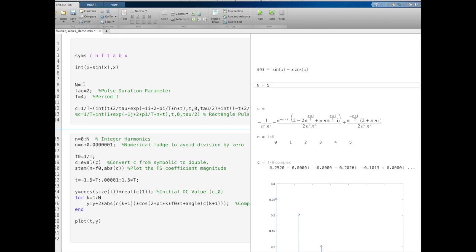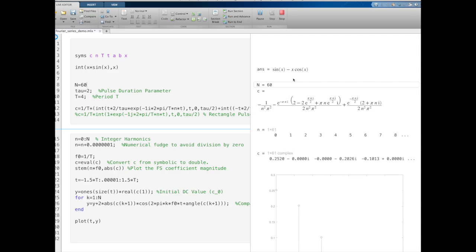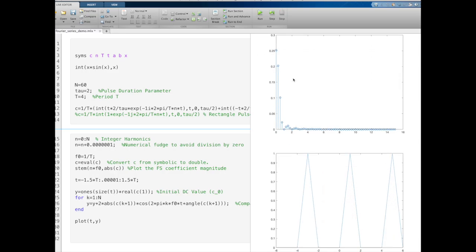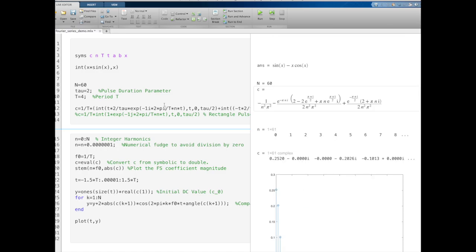Okay, so if I add a lot of terms, let's say 60 terms, and rerun this, indeed, it starts to look like the triangle pulses. All right, so that's part of the point of the assignment. The other thing is I want to go over some of the details of how this code works.